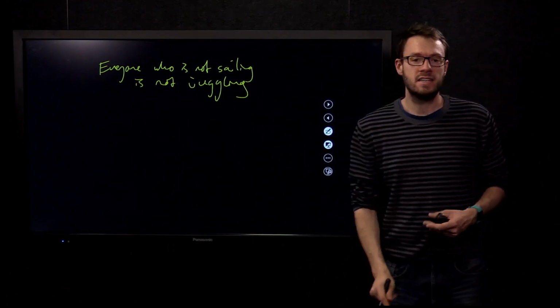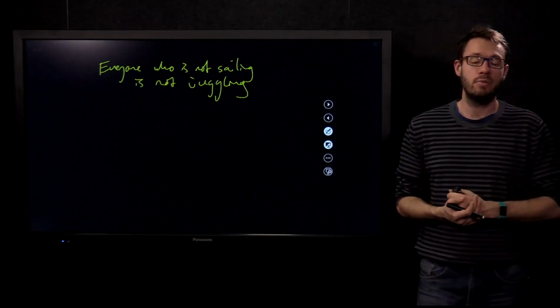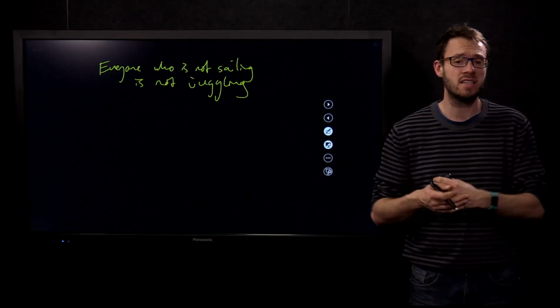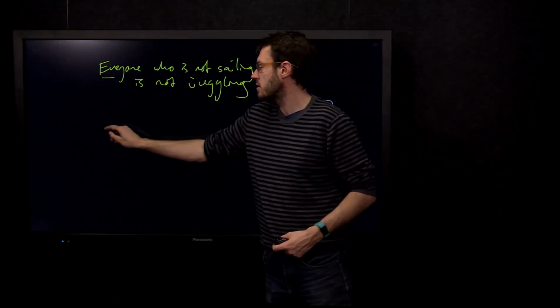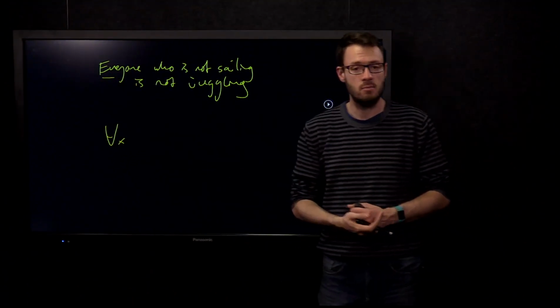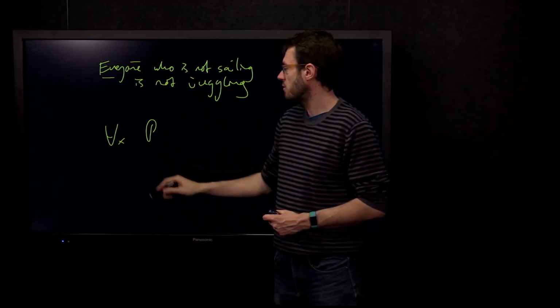Okay, so there's our sentence. Everyone who is not sailing is not juggling. Again, we start to break it down piece by piece until we've got all our moving parts, and then we put them together. So as in the previous case, we've got an every, so we know that there's a universal involved here somewhere. We've got this one, so we know that there's people involved.